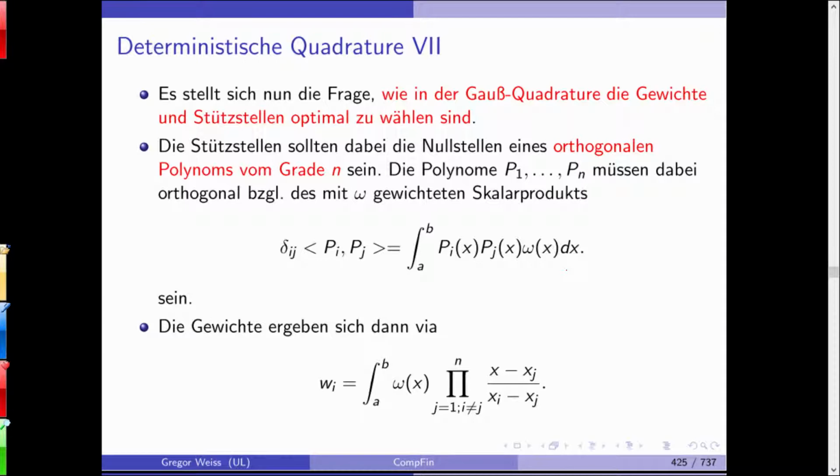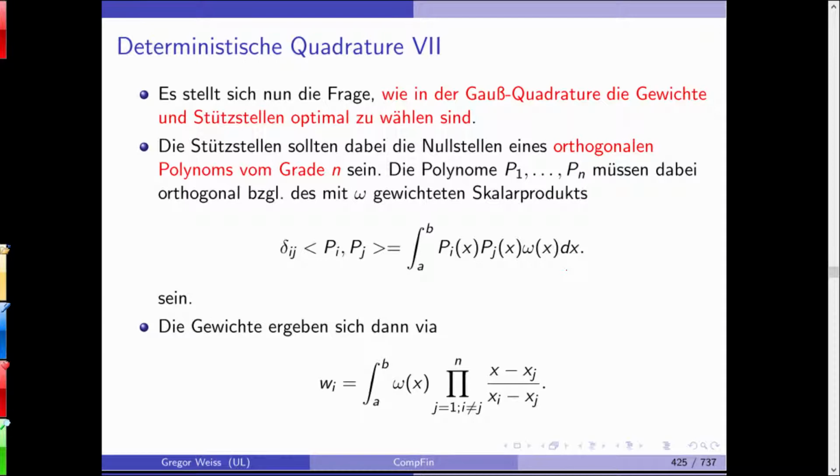And when are two vectors orthogonal to each other? When the scalar product is 0. So if this integral is 0, you know that Pi and Pj are orthogonal.